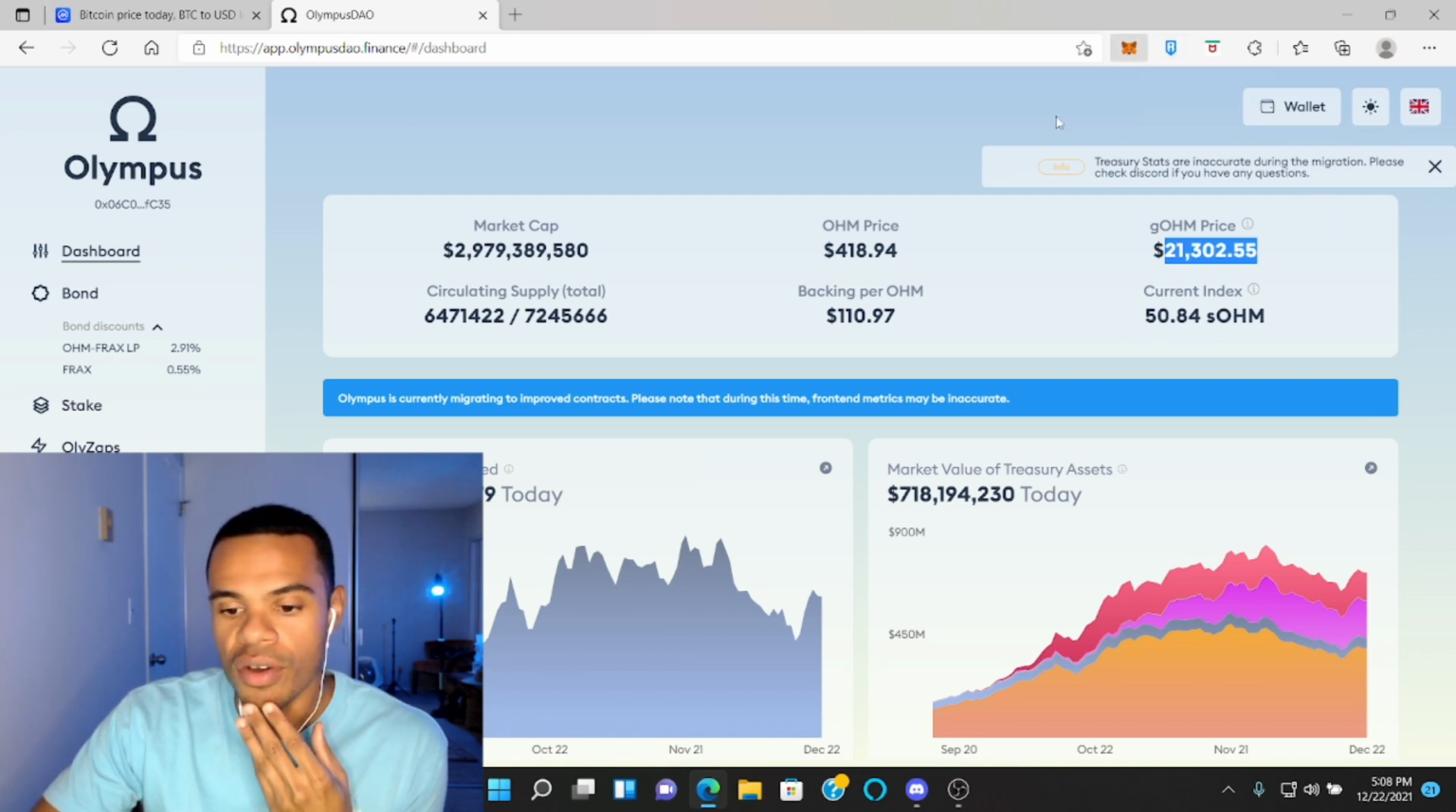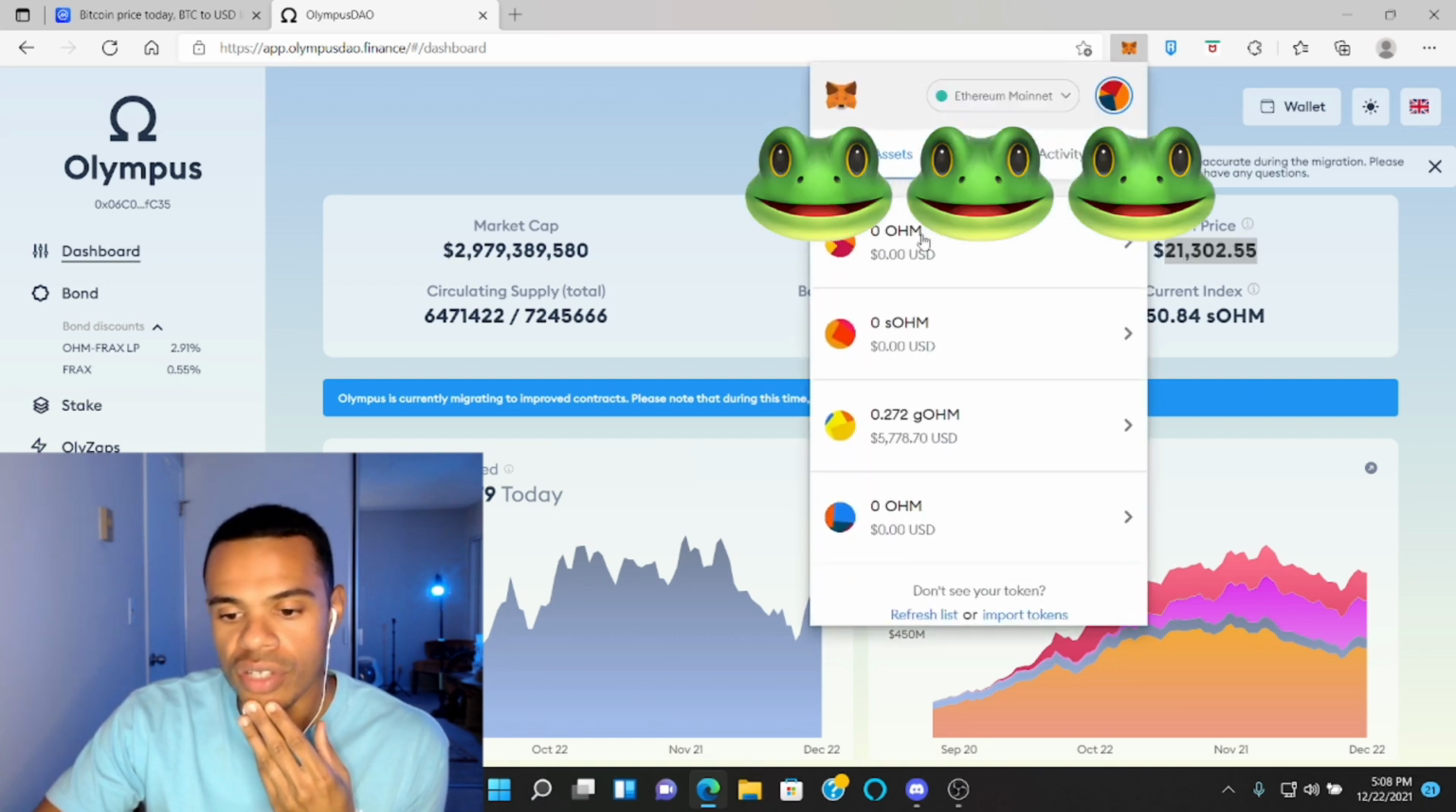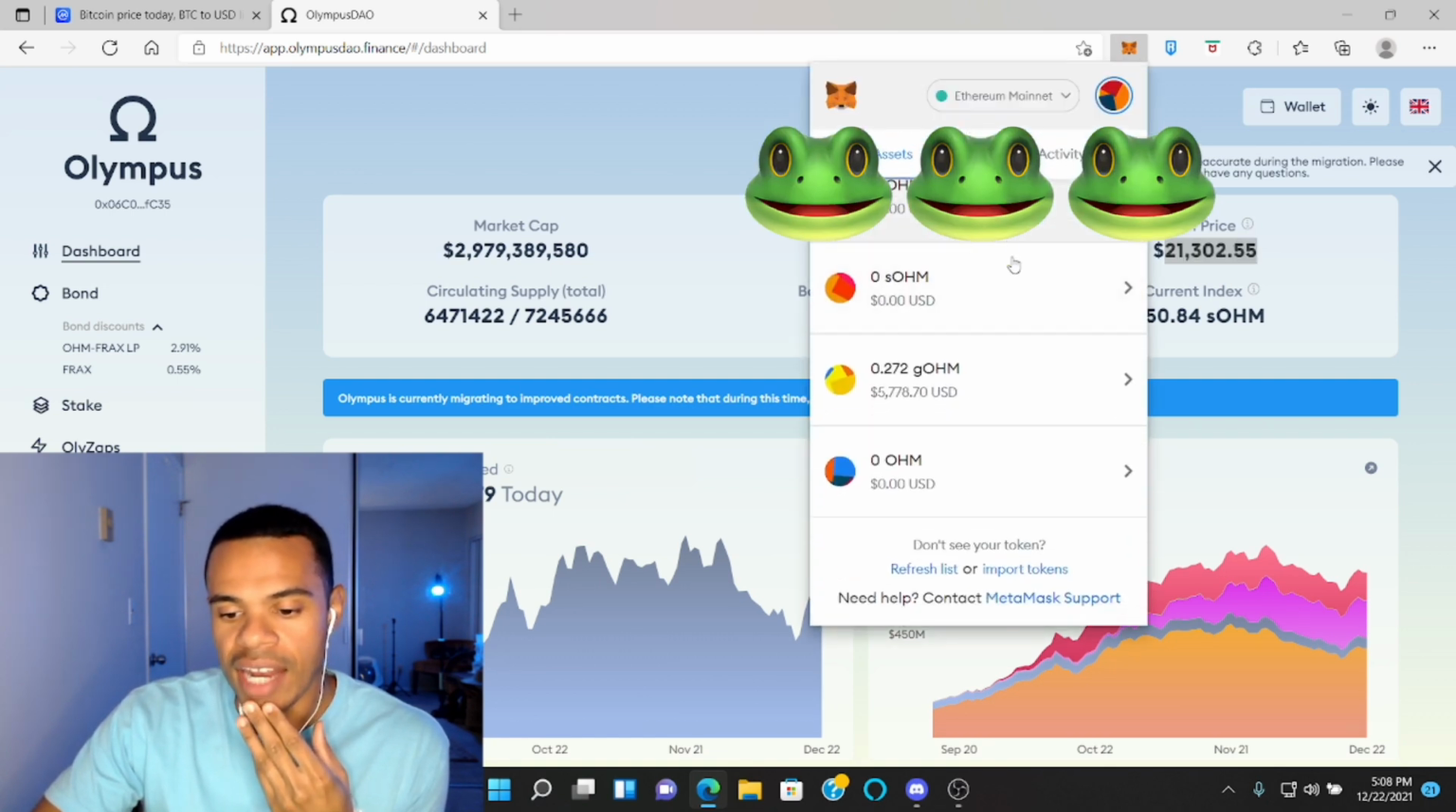If you go to your wallet and check your actual OHM, you'll see I have OHM, SOHM, and then my GOHM right here. Although I have 13.8 SOHM, which is our staked OHM, I only have 0.272 GOHM. GOHM is a governance token. You have to wrap your SOHM so that it is GOHM, but it's pretty easy to do.